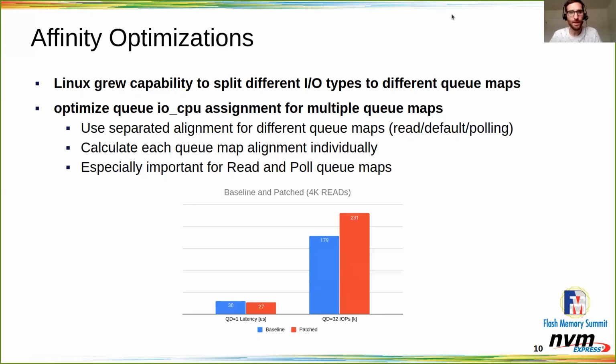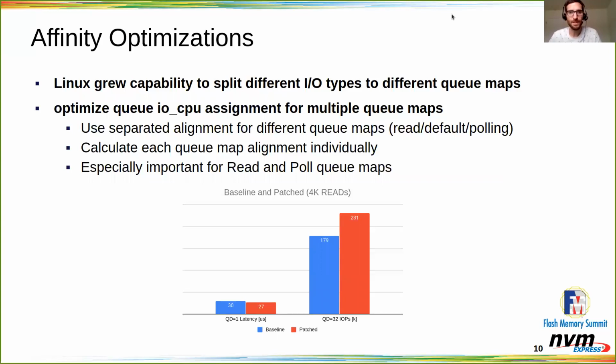Next, we have affinity optimizations. So now that we have different queue maps, comes the question of how they affinitize to I/O threads and how that affinitizes to applications. Basically, every NVMe TCP queue in Linux has an I/O CPU that defines where the I/O context runs.